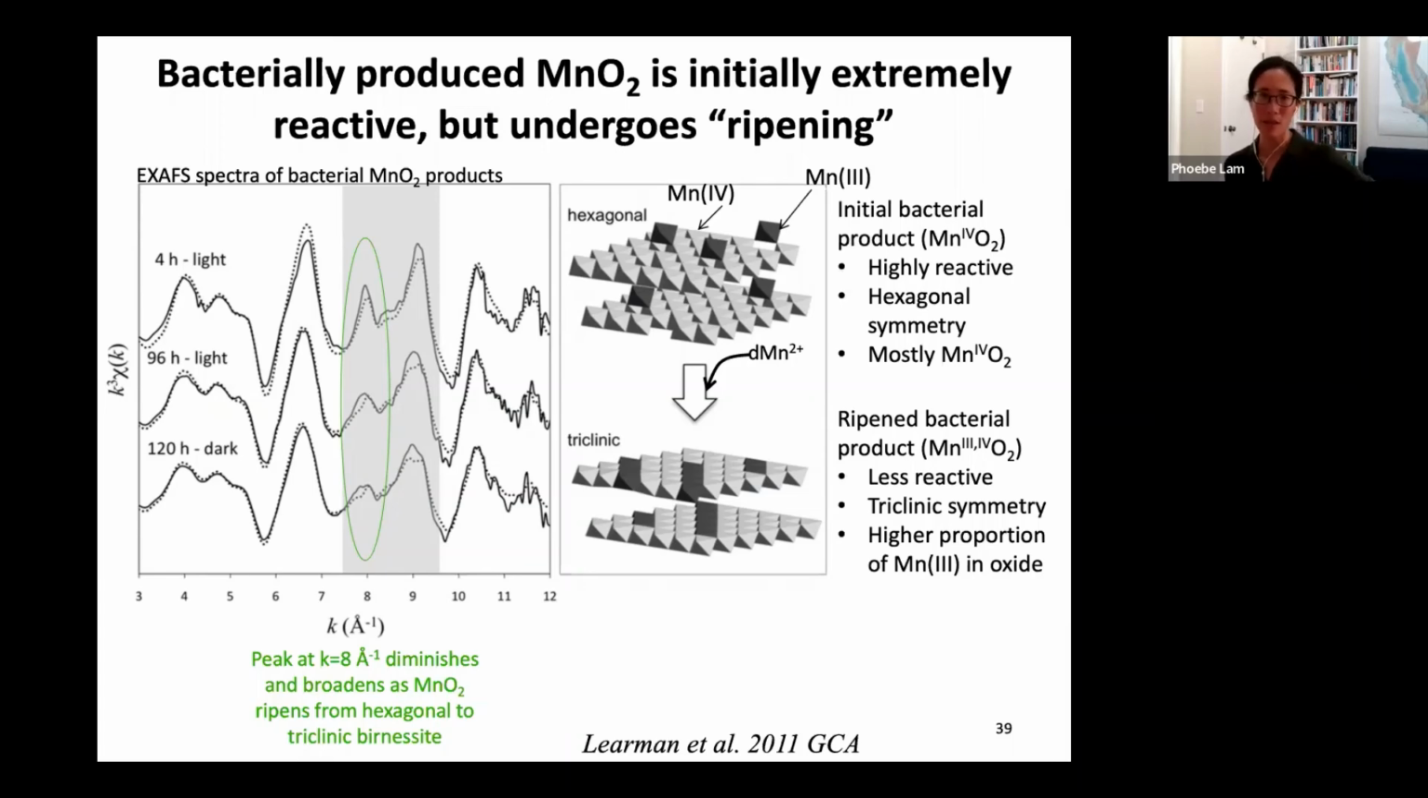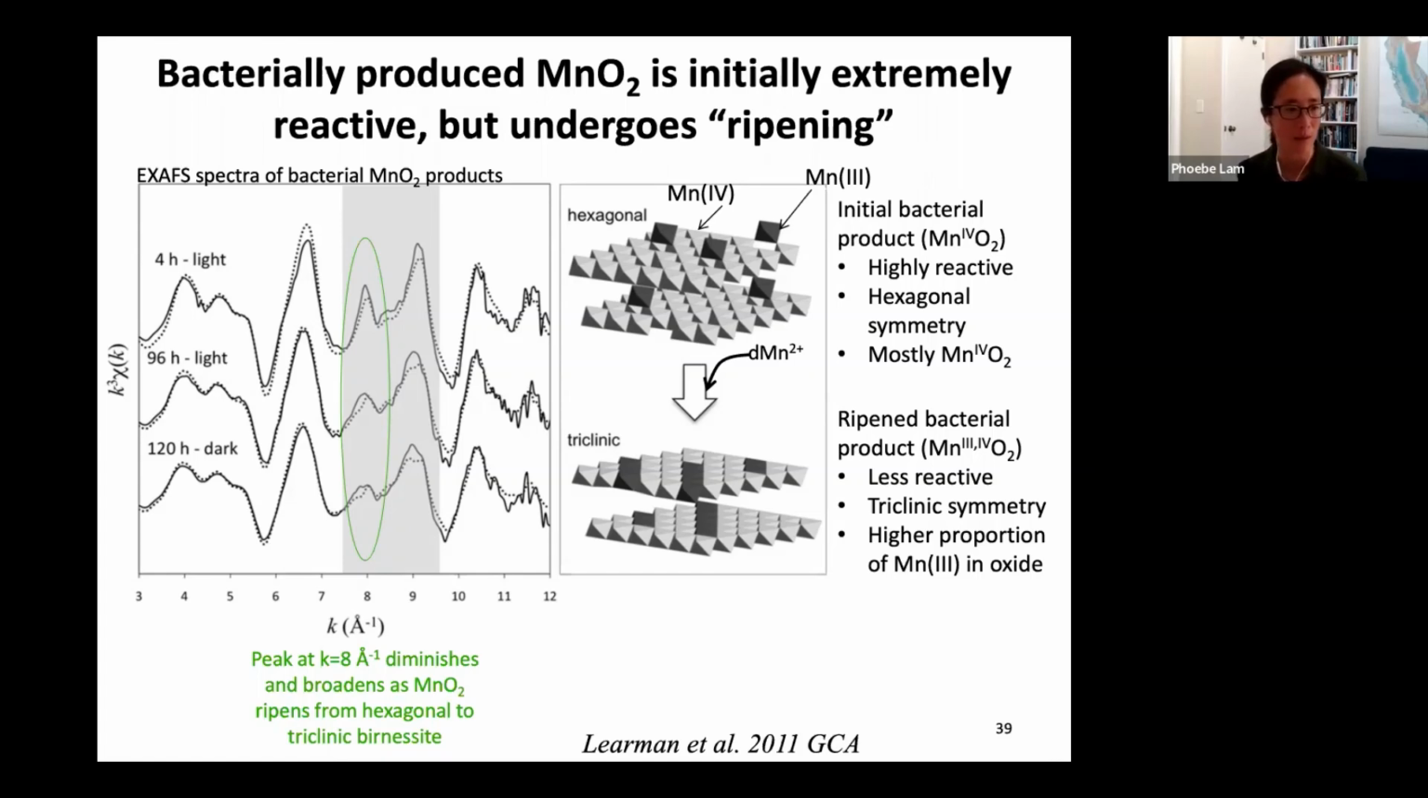They brought this to the synchrotron, and then they looked at the mineralogy of that bacterially precipitated manganese oxide. They found it was highly reactive. It had this hexagonal symmetry and is mostly in the manganese 4 form. But then, I guess they formed it at the synchrotron, and then they exposed it to light, and then they put it back into the dark.